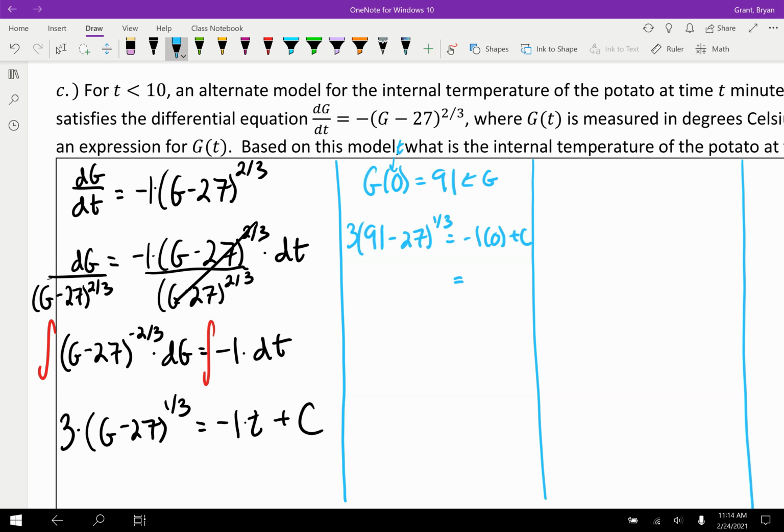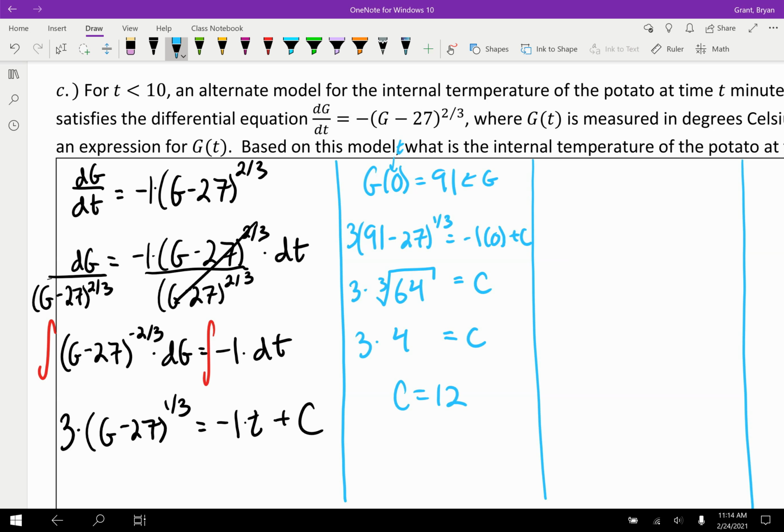Well, right side becomes c. 3 times, don't forget a 1/3 power is the same as the cube root. 91 minus 27, I think, is 64. And we should know the cube root of 64. What times itself 3 times is 64? Well, that's 4. And then 3 times 4 is 12.